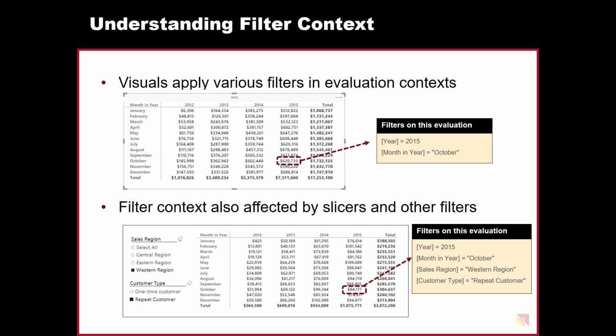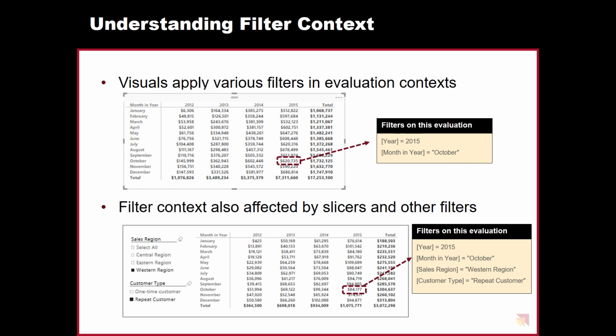And filter context at first doesn't seem tricky, but the more you look into it, the deeper it gets. Now, here's an example. Let's say that we've created a matrix, and inside of our matrix, we've added row columns, which is the month and the year, and then we've added column labels, which is the year. So every single value that you see has a filter on it for the year column and for the month in year column. So you can see that that's a very simple example of filter context.